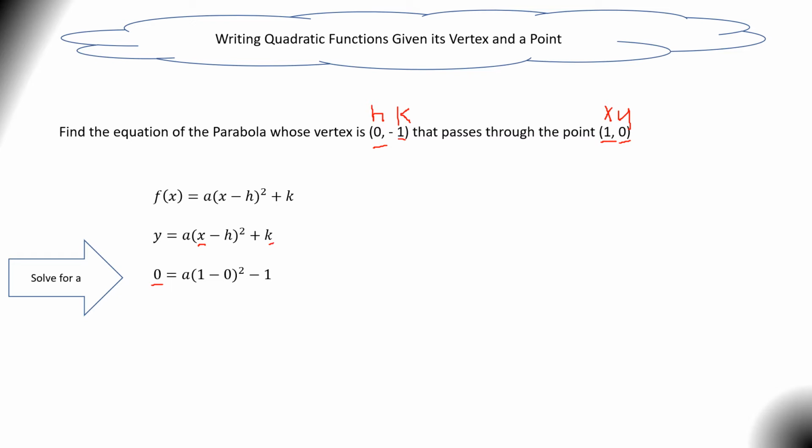The next, 0 is equal to a times the square of 1 minus 0, minus 1. Then 0 is equal to a minus 1. Then a is equal to 1.